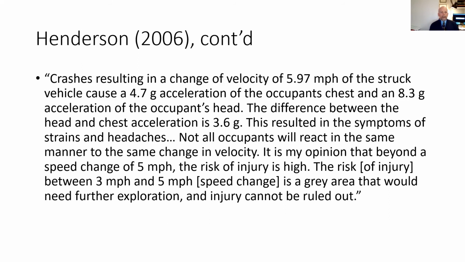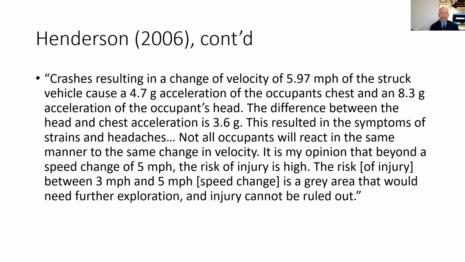Henderson continues: crashes resulting in a change of velocity of 5.97 miles per hour of the struck vehicle cause a 4.7 g acceleration of the occupant's chest and an 8.3 g acceleration of the occupant's head. Right? That's an important one, Matt. So check on that one. This is your multiplier effect. The difference between the head and chest acceleration is 3.6 Gs. This resulted in the symptoms of strain and headaches.